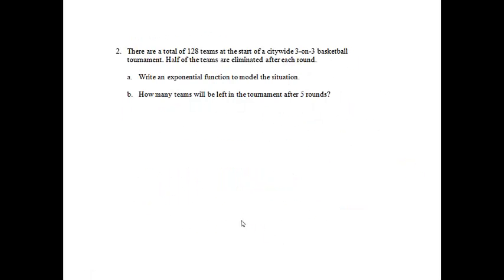Okay, problem 2. There are a total of 128 teams at the start of a citywide 3-on-3 basketball tournament. Half of the teams are eliminated after each round. Part A, write an exponential function to model the situation. So if it's exponential, we're going to have y equals a times b to the x. So I'm going to have y equals, how many teams are we starting with?